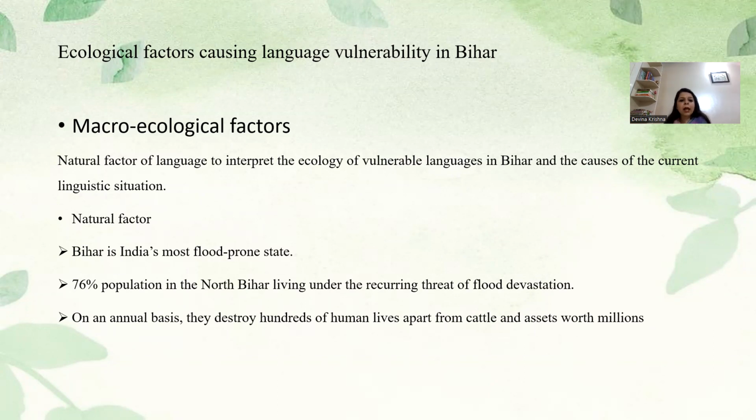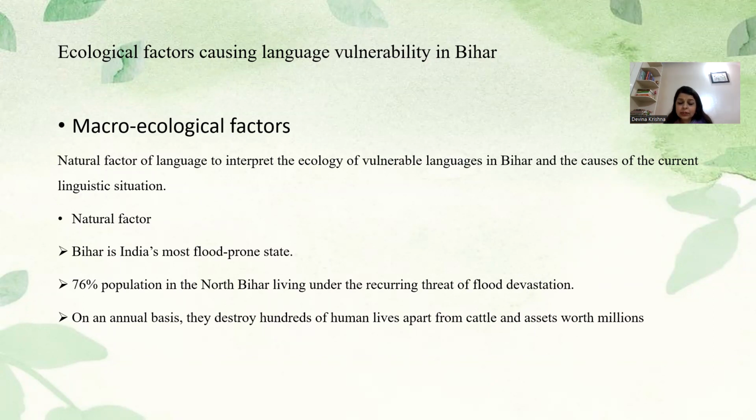So we have macroecological factors also, and here we include the natural factor of language to interpret the ecology of vulnerable languages in Bihar and the causes of the current linguistic situation. So within macroecological factors, we include natural factors. And as I said previously also, Bihar is India's most flood-prone state, okay, and 76% of the population in North Bihar is living under the recurring threat of flood devastation, okay. So that's the sad situation.